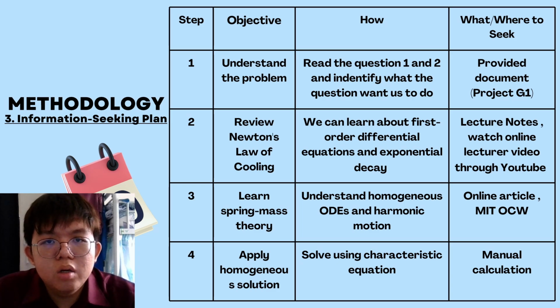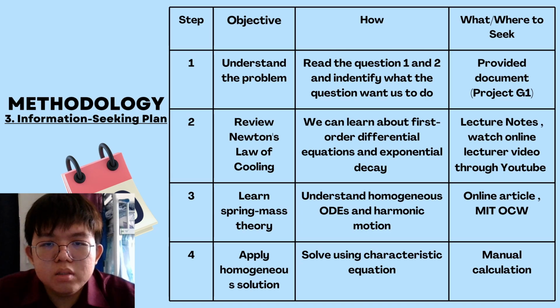For the third, we need to come out with an information seeking plan. For step 1, we need to understand the problem by reading questions 1 and 2. From the question, we need to identify what the question wants us to do by referring to the provided document. For the second step, we need to do a review of Newton's law of cooling. We can learn about the first order differential equation and exponential decay. We can usually find the review of Newton's law in lecture notes, and watch online lecture videos through YouTube.